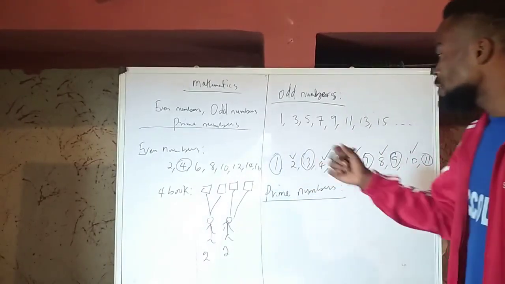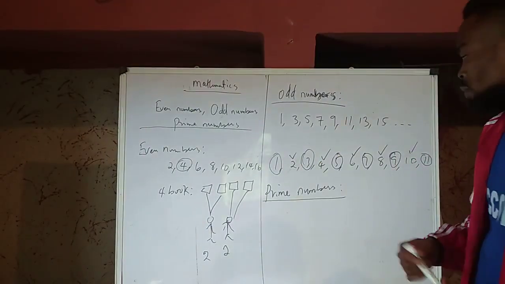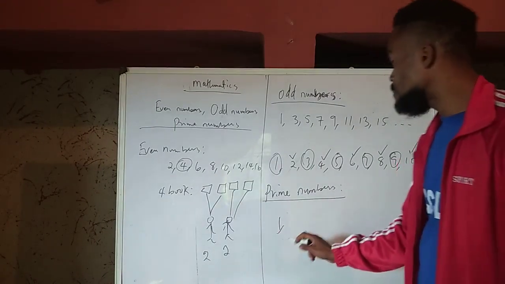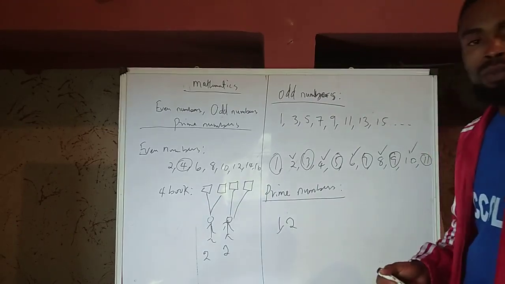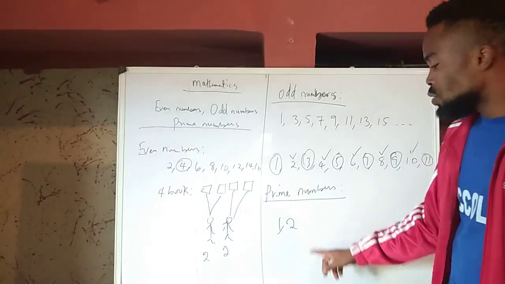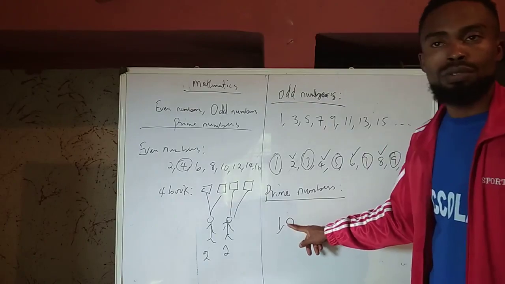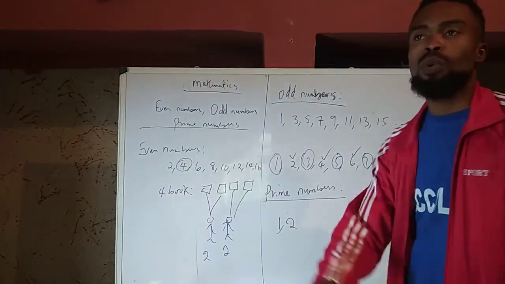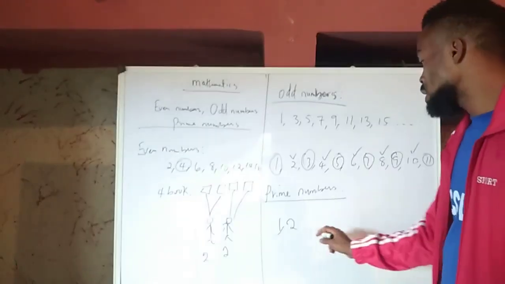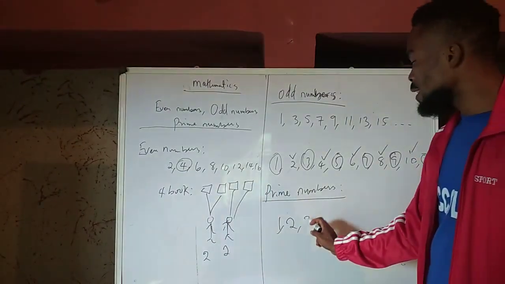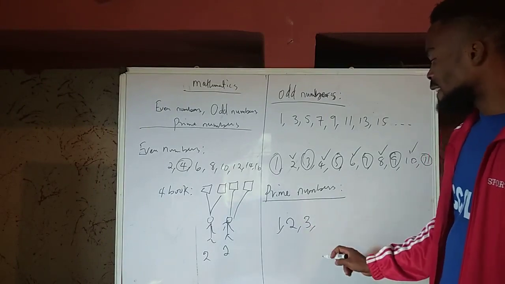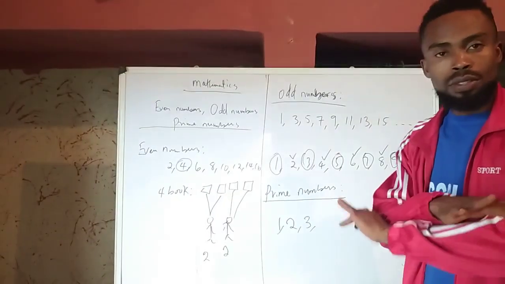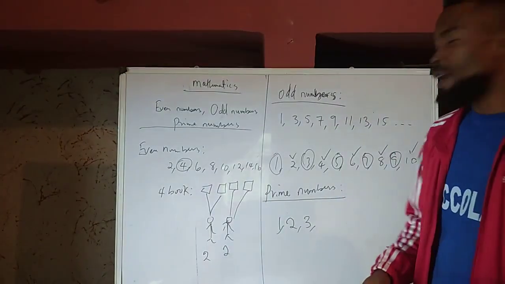Now let me give you examples of prime numbers. Examples of prime numbers are 1. Another prime number is 2. Why is 2 a prime number? 2 is a prime number because when you divide 2 by 2, you get 1, a whole number. And when you divide 2 by 1, you get 2, a whole number. 3 is a prime number because it can only be divided by itself and 1 without a remainder. That's why it is a prime number.